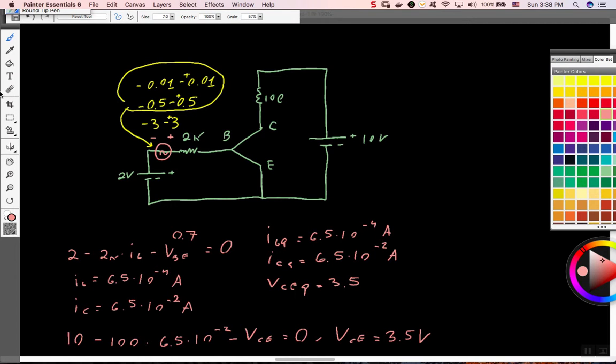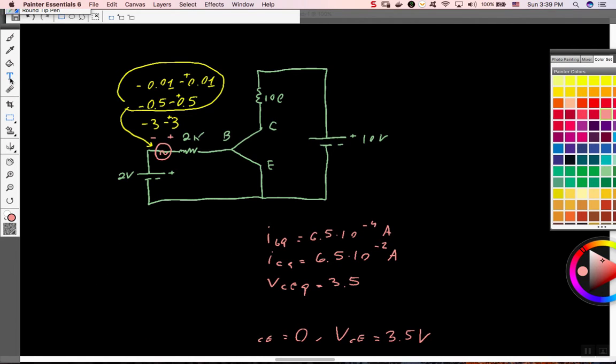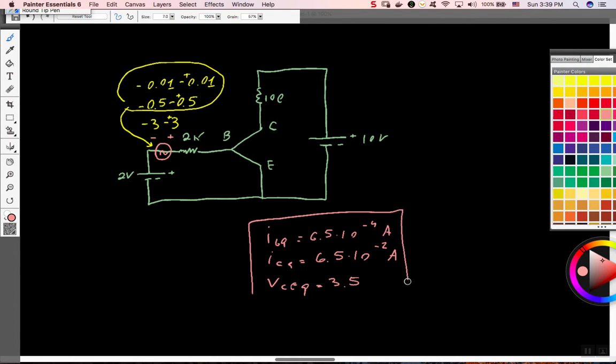Okay, I'm going to erase how we got there. It's a calculation we had done even at the very beginning of the study of the transistors. So we have that. Those are the large signal values. That's what we get when we have the large signal alone.